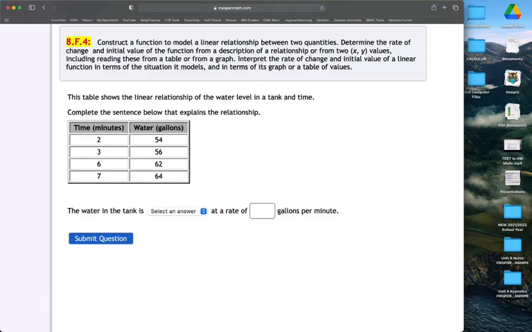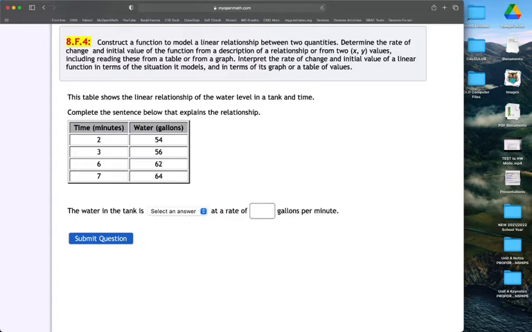For this particular kind of problem, we're dealing with the standard 8.F.4, which, as you can see, is where we are perhaps going to construct a function to model a linear relationship between two quantities. Sometimes we may only be asked for the rate of change, like in this particular problem. Other times we might be asked questions in addition to that, maybe about the initial value, or coming up with a linear equation that will represent that situation.